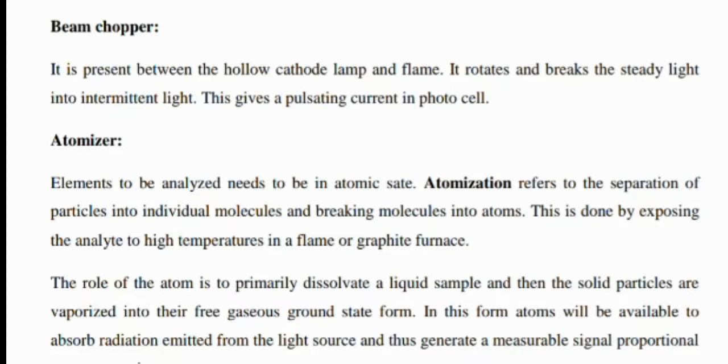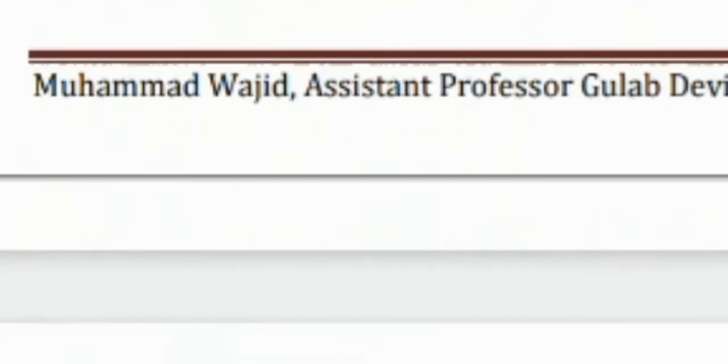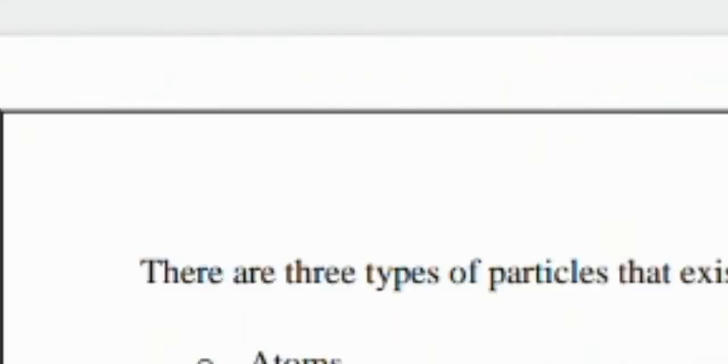Third one is the atomizer, and the elements to be analyzed need to be in atomic state. Atomization refers to the separation of particles into individual molecules and breaking molecules into atoms, and this is done by exposing the analyte to high temperatures in a flame or a graphite furnace. There are two types of atomization including flame atomization and electrothermal atomization.